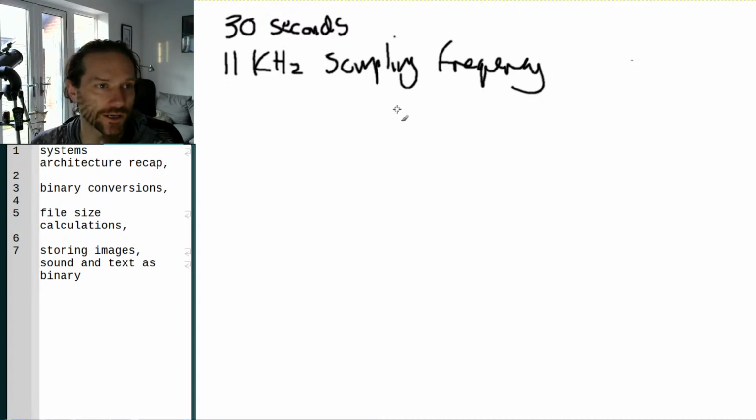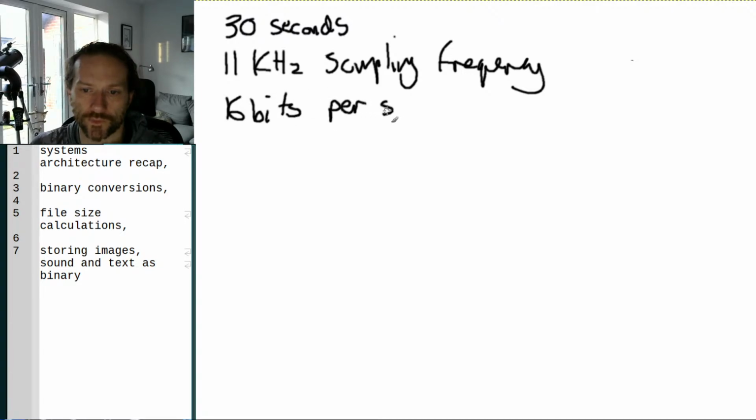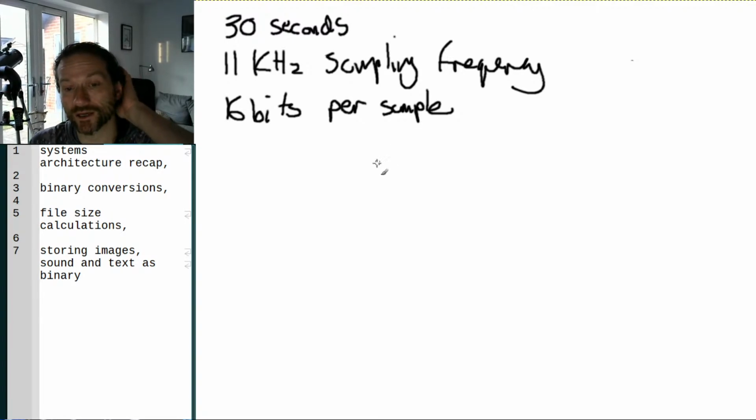I can actually write this is a sound file, right? And it has a bit depth of, let's say, 16 bits per sample. Okay, so first of all, we need to multiply the length of the sound by the sampling frequency. But you've got to be a little bit careful, because remember, if it's kilohertz, that means 11,000.